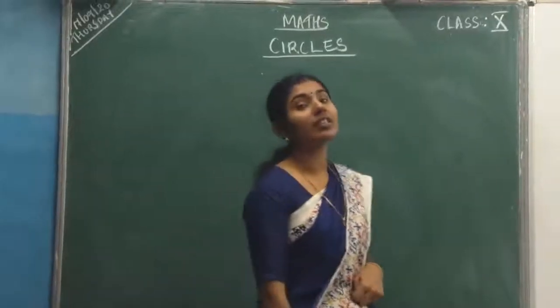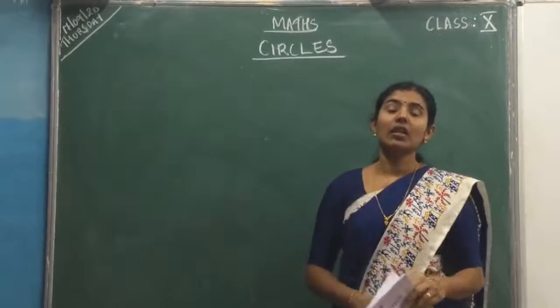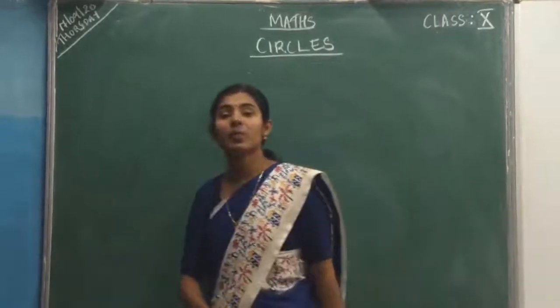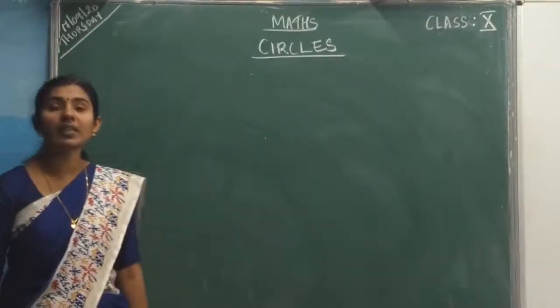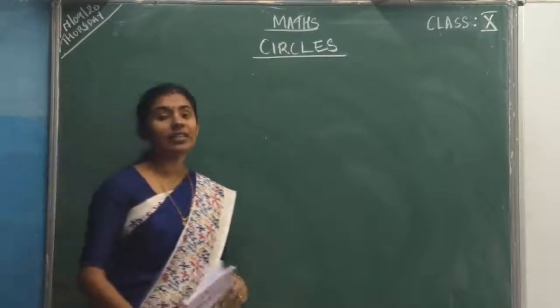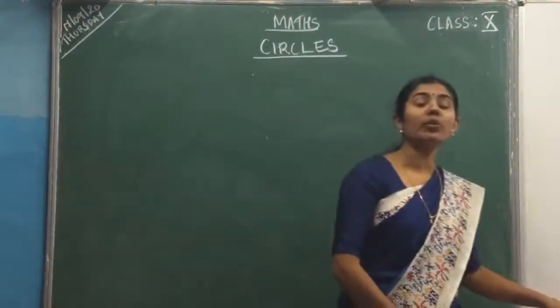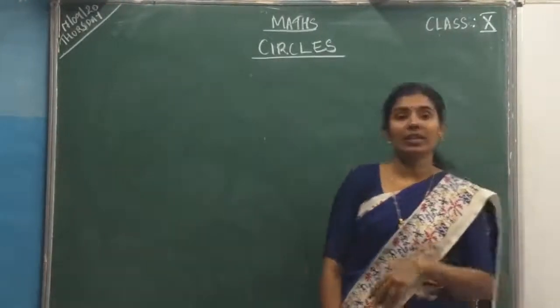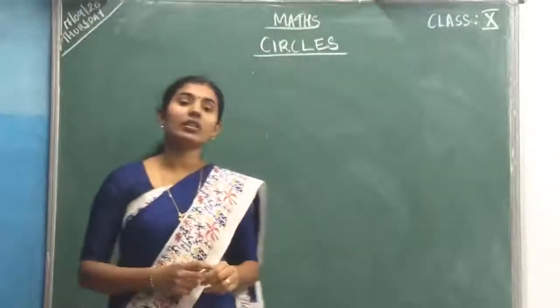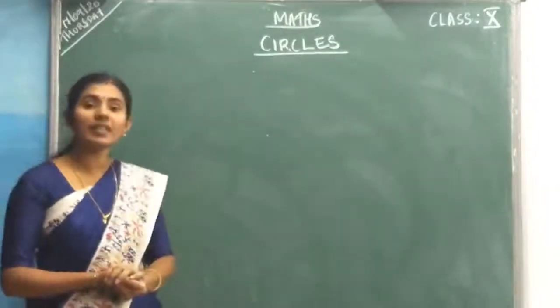For 10th standard, this lesson name is circles. Last class I explained one important theorem. What is that? Length of tangents from an external point to a circle are equal. Based on that we will do the sums.